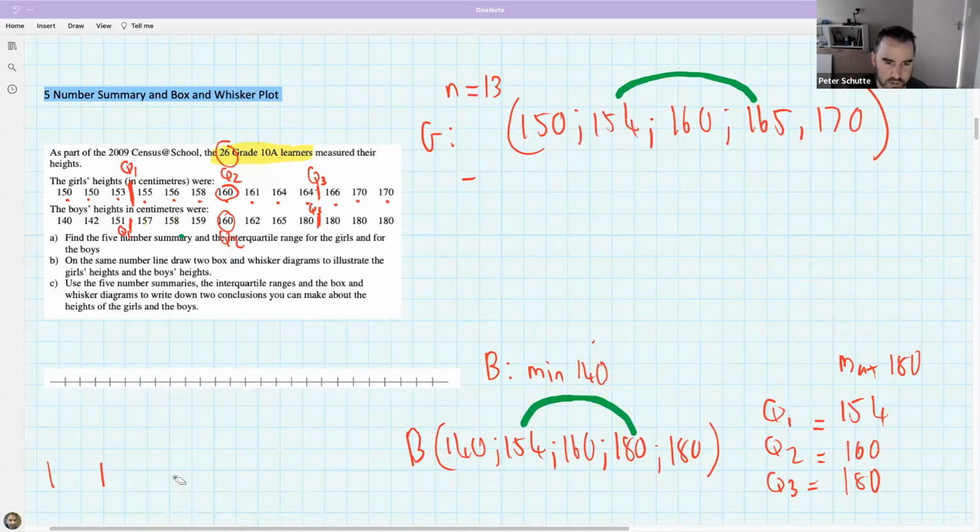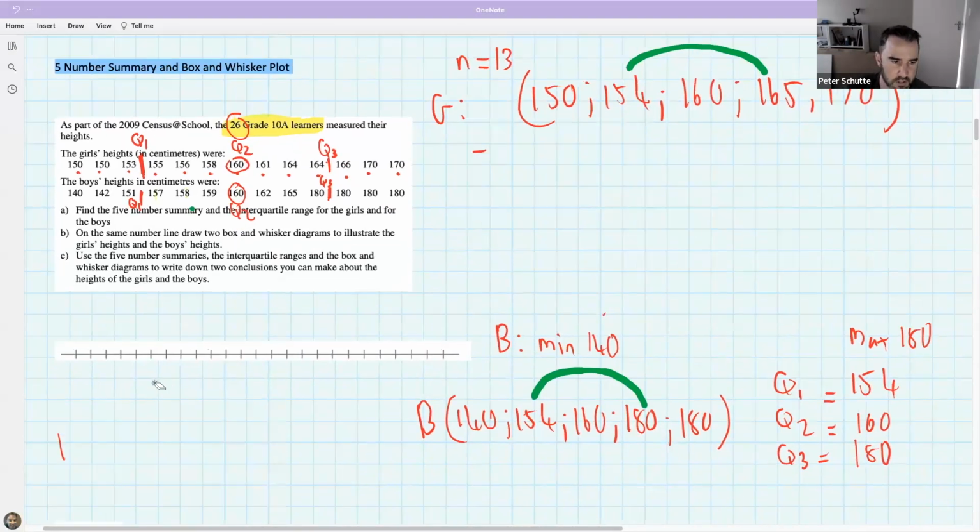So how are we going to get a scale? Well, we're going to start at the smallest value and then go up. So let's see what I have here. If I had 140 and then I went 2, 4, 6, 8, 10, I get 150 here. 2, 4, 6, 8, 10, 160 here. 2, 3, 4, 170 there. 2, 3, wait.